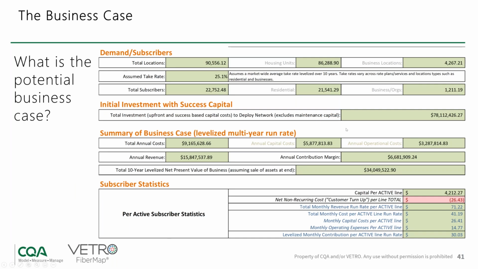Here for this area, we've identified that there are actually 90,000 total locations in the entire service footprint. This is footprint including the RDOF locations. For that build out, we estimate $78 million will be required. That's both upfront and success-based over a 10-year period. We estimate total operational cost to come up with that annual run rate. We can compare that annual run rate to the potential annual revenue. That annual revenue is based upon an assumed take rate that we have in this area of 25%.